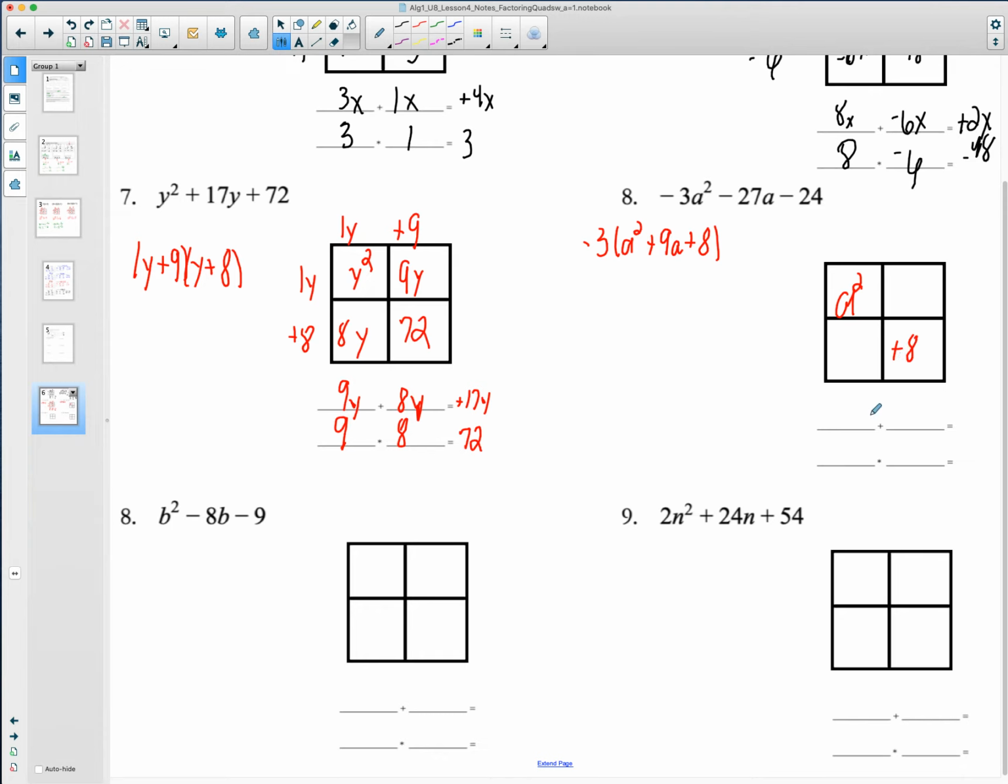And so now once again, if we do a times c, that is a positive 8, right? And then our b term is a positive 9a. So we want to get to a positive 9a.